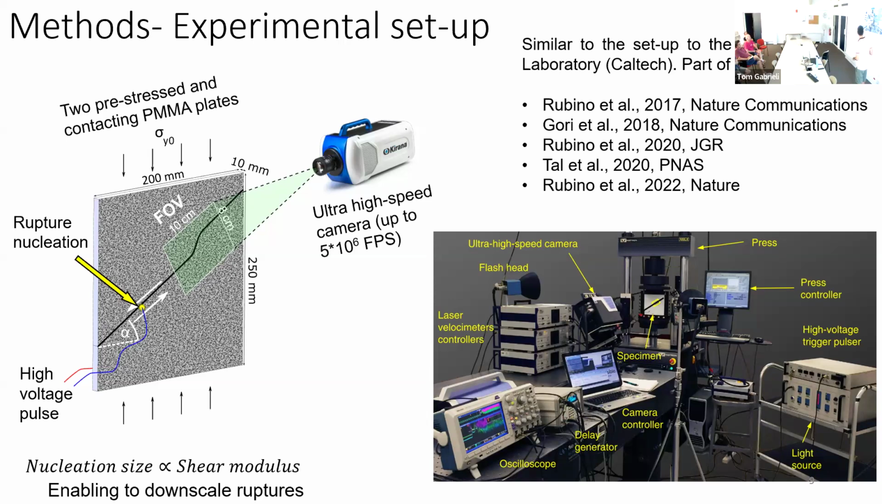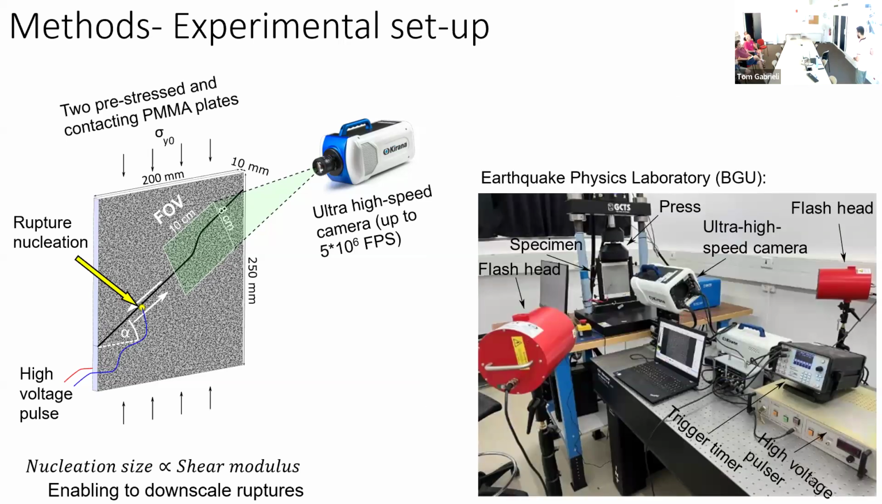So this is their laboratory, and this is our laboratory. They actually helped us with establishing it. And we can see here the specimen and the press that loads it uniaxially. And this is the camera. These are two flash heads that illuminate the sample very brightly during the rupture propagation. This is the pulser that nucleates the rupture. And this is a timer that times everything together so that we can capture the rupture propagation where we want it, here in this section.